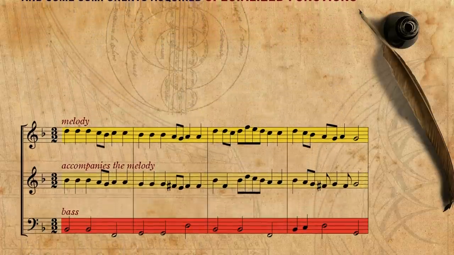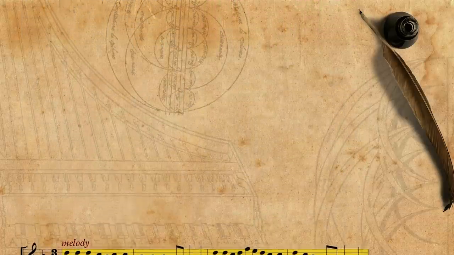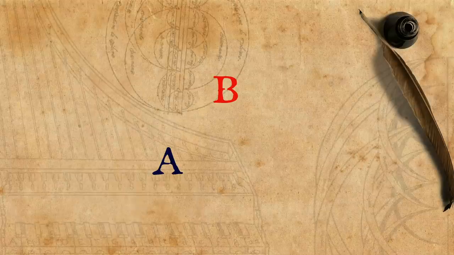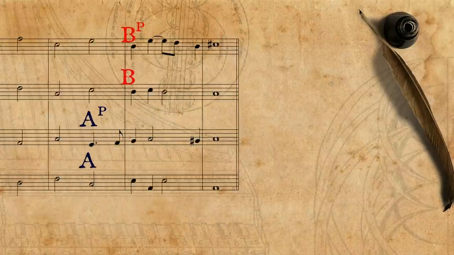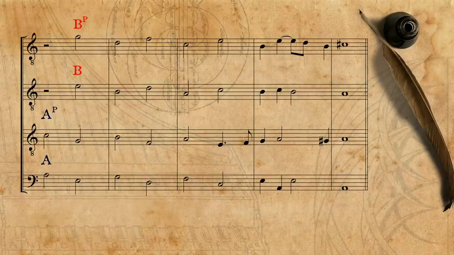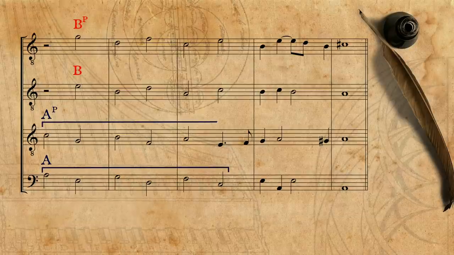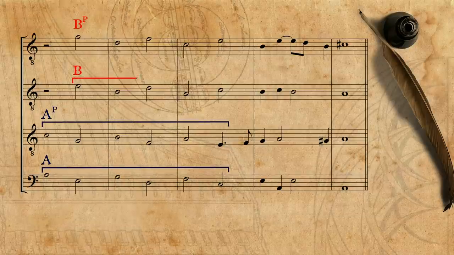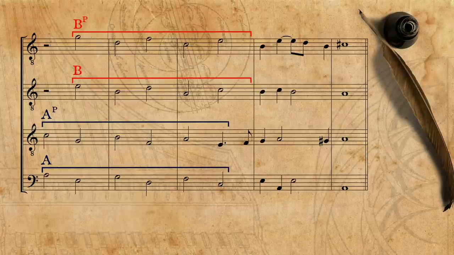Regardless of the historical point of view, as you will see, labeling our main voices versus those that merely accompany them will prove useful. If we go back to our seed and apply accompanying voices to both voices, we get this model: A accompanied by A parallel, and B accompanied by B parallel.